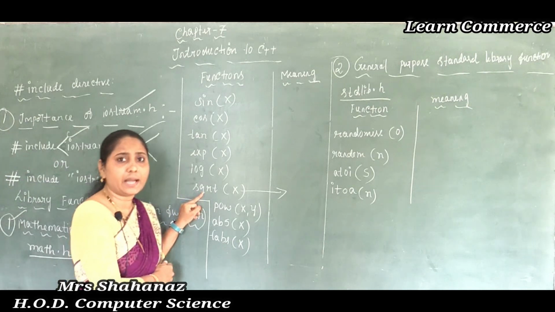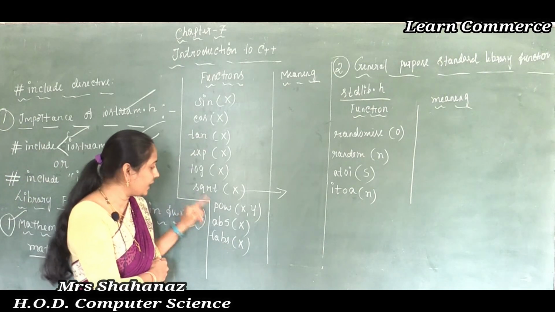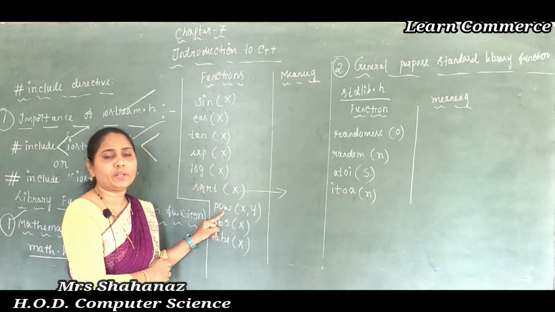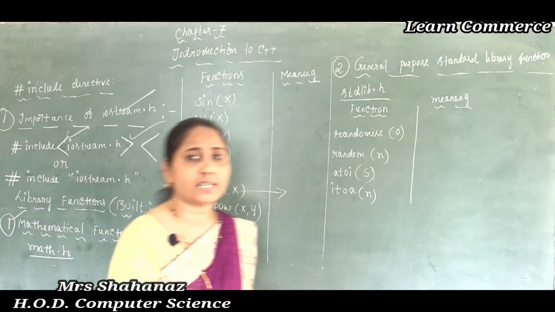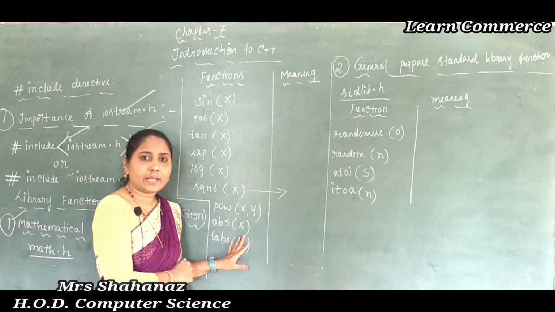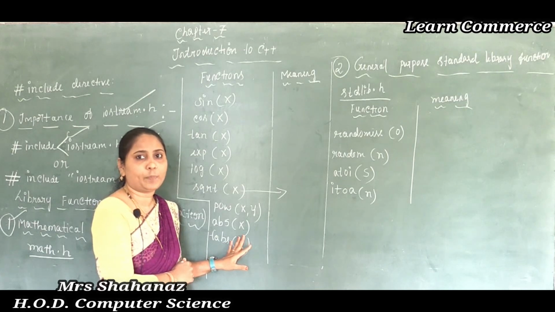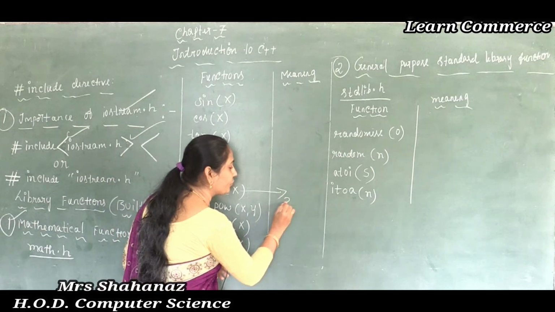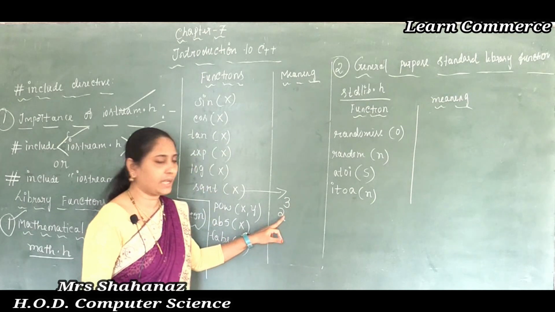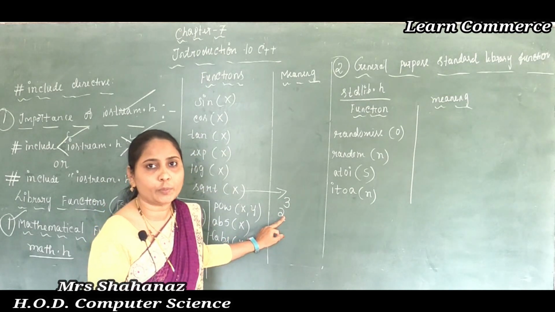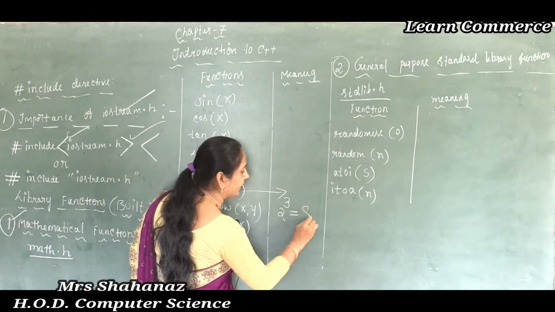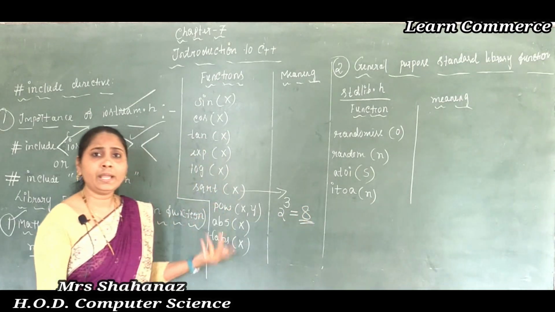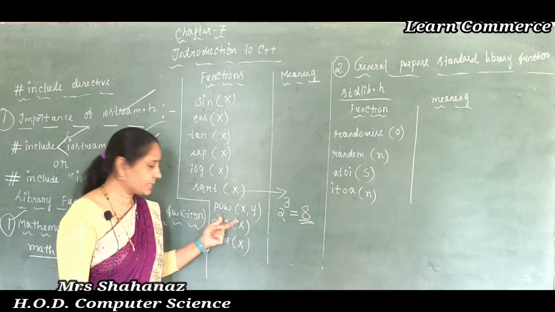Then pow of x comma y, with the opening and closing parentheses, that is called x raised to the power y, for example 2 to the power of 3. What's the value of 2 to the power of 3? 2 into 2 into 2. So we get the answer as 8.